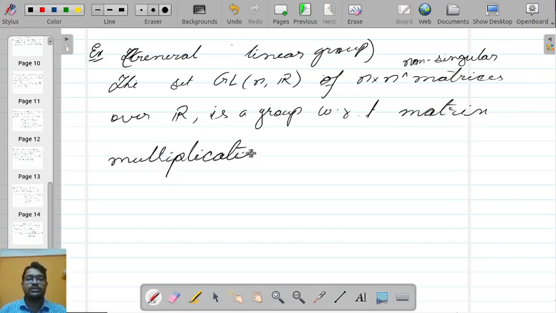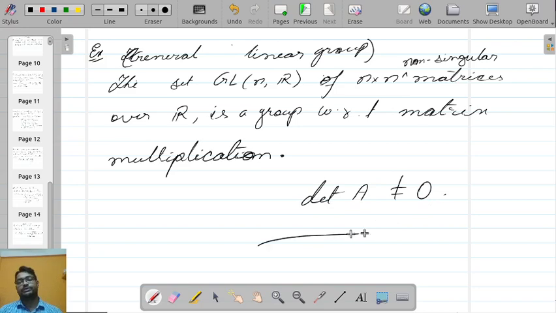We will discuss it in our next lecture. GL_n(R), the set of n by n non-singular matrices, where non-singular means the determinant of A is non-zero. If we take the collection of all such non-singular matrices, then it forms a group with respect to multiplication. If we do not take non-singular matrices, then it's not going to be a group. We will see examples where this happens. So this is an exercise for you. You try to think.